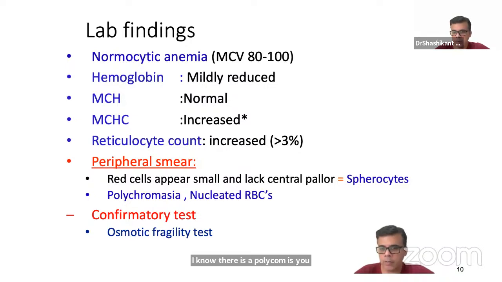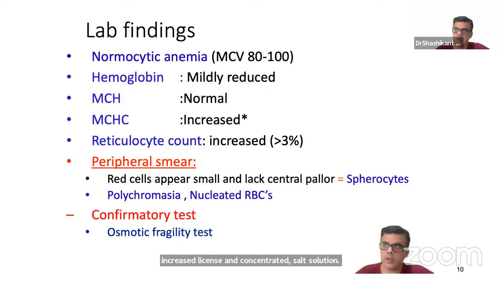Confirmation test, you can do an osmotic fragility test in which the RBCs lyse at a much lower concentration, RBCs lyse much earlier compared to the normal RBCs, and there is an increased lysis in concentrated salt solution. So that is the characteristic feature.